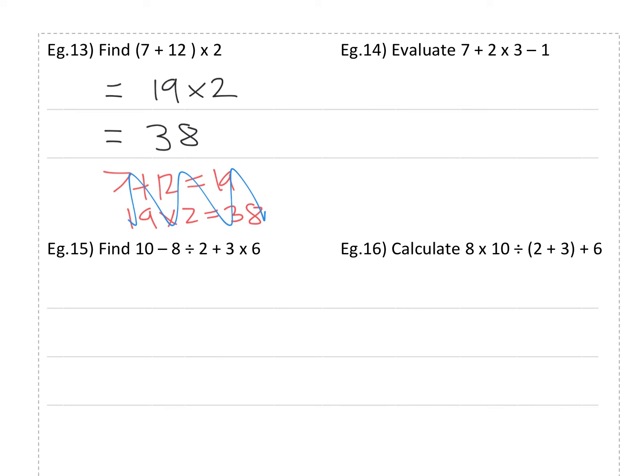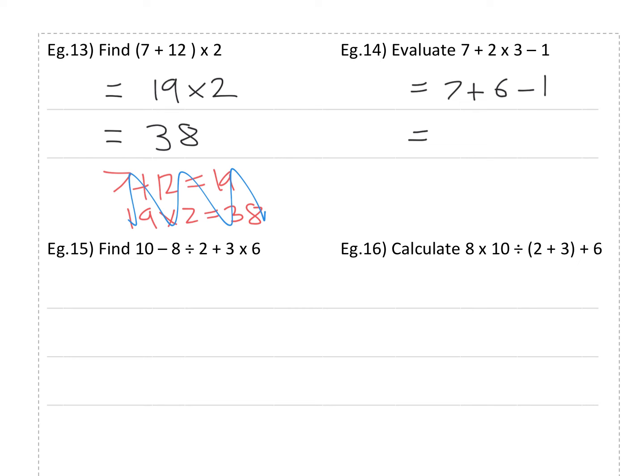Example 14. Here, what do we do first? Well, we've got 7 plus 2, we've got 2 times 3, and we've got 3 minus 1. We do the multiplication first. So it's not 7 plus 2, it's 7 plus whatever 2 3s are. So we write 7 plus, because we haven't done that yet. We do the 2 times 3, which gives us the 6, and we leave the minus 1.